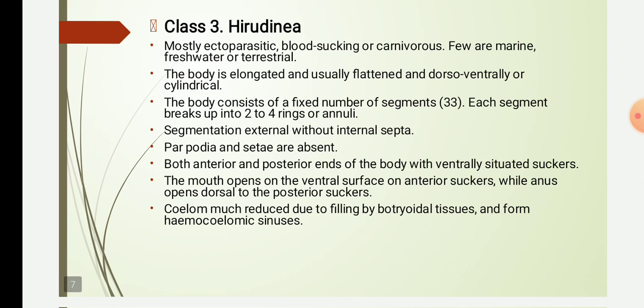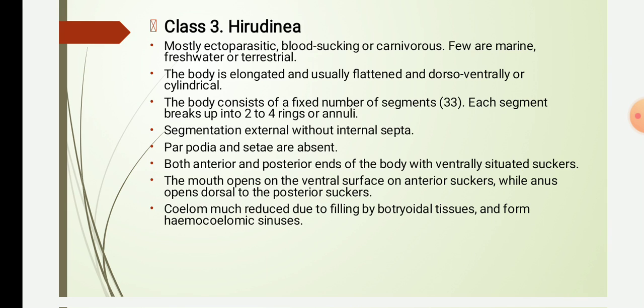Then class 3 is Hirudinea. Class Hirudinea includes mostly ectoparasitic and freshwater forms. They are mostly ectoparasitic, that is blood sucking carnivorous, means they include the leeches. Okay, they are freshwater forms, while a few are marine. They feed on fishes or other animals.